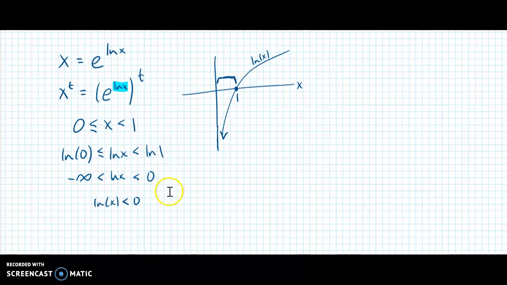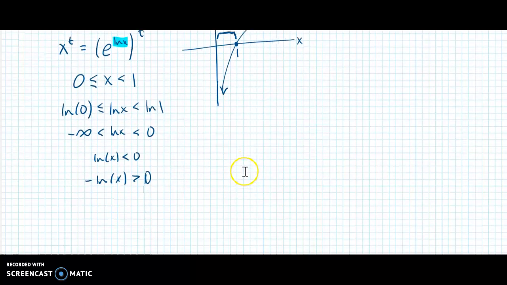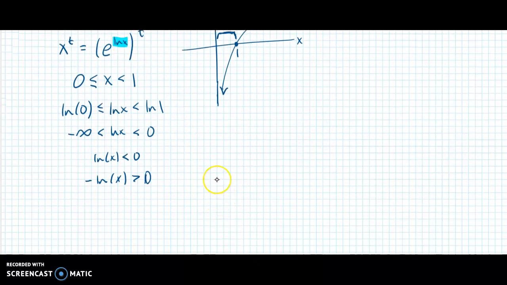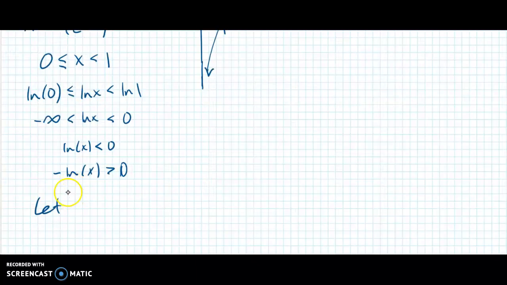And then, if ln is negative, then negative ln of x is going to be positive. So it's going to be greater than 0. Now, what I'm going to do is replace that ln of x with a new variable. I'm going to let s equal negative ln of x. That's this thing, and that means that negative s is equal to ln of x.